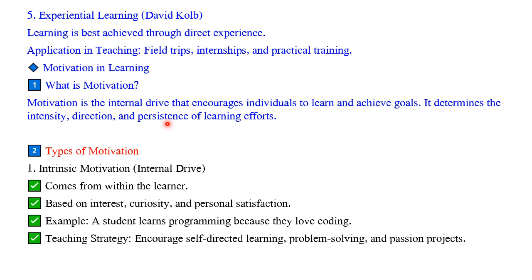We here see the types of motivation. First one is intrinsic motivation, that is called internal drive. This type of motivation comes from within the learner based on interest, curiosity, and personal satisfaction. For example, a student learns programming because they love coding. He has the ability to learn programming. His interest in learning programming is called the internal drive or intrinsic motivation. Teaching strategy: encourage self-directed learning, problem solving, and passion projects.